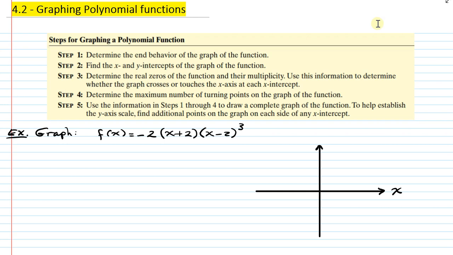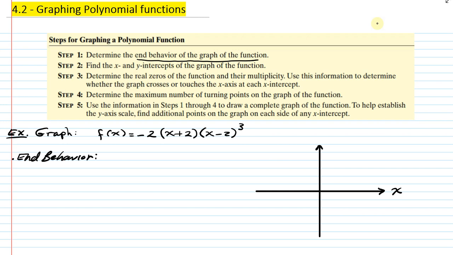In our first step, we're going to look at the end behavior of the graph of the function. Now, I did mention the end behavior in the previous lecture on section 4.1, where we discussed polynomial functions. So you might want to review that lecture if you need a refresher on that. So to determine the end behavior, we're going to look at the leading term.